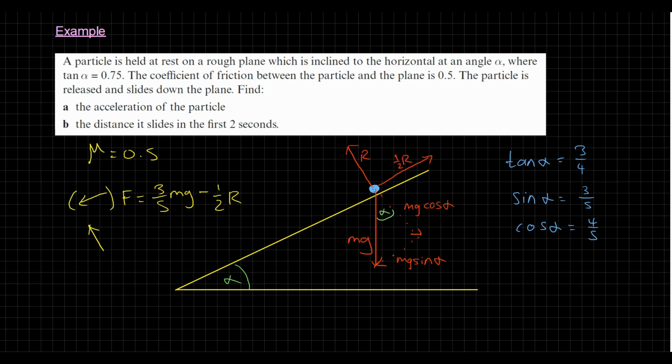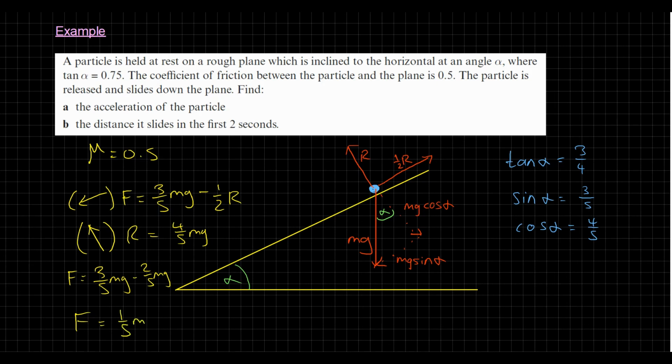So let's also resolve this direction. We've got R going up, and then equal to that going down, we've got the mg cos alpha. Cos alpha is 4/5, so that's 4/5 mg. Let's then plug this R into here. So we get F equals 3/5 mg minus a half of R. Half of R would be half of this, which is 2/5 mg. So we end up with F equals 1/5 mg.